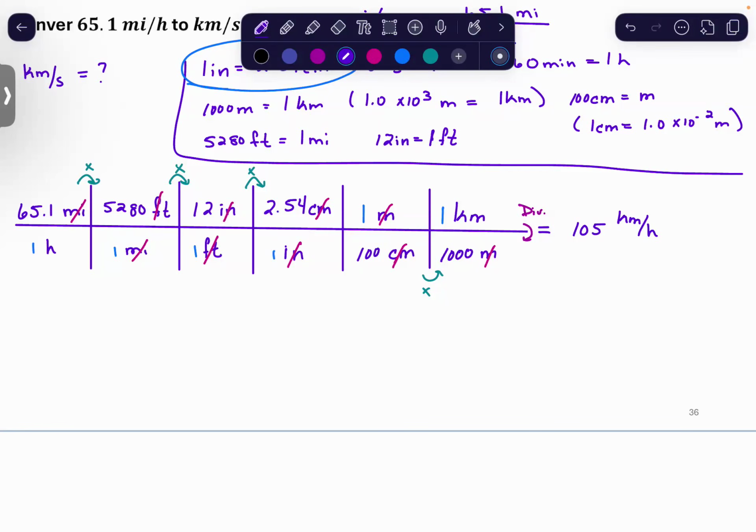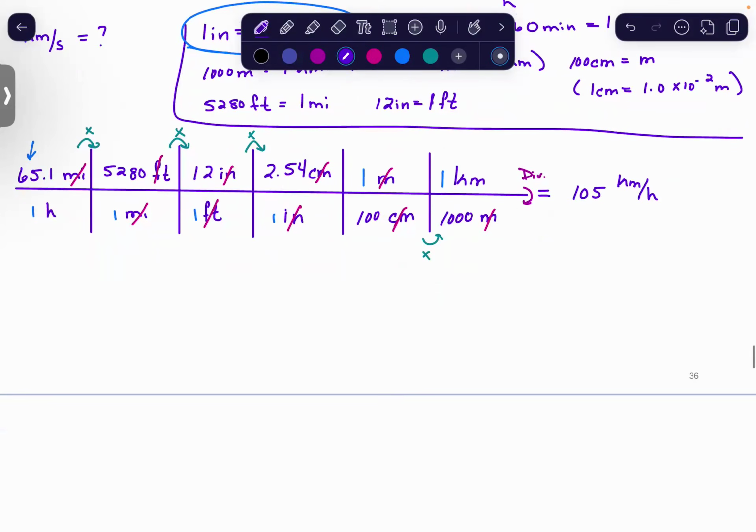Let's see, the significant figures were dictated by the 65.1 at 3 significant figures because the rest of the numbers are exact numbers. Okay, so now I have kilometers per hour. I want kilometers per second. So now I can just work on the hours.